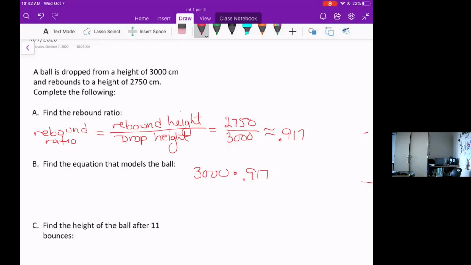What's another name for repeated multiplication? What if I do 2 times 2 times 2 times 2? What would be another way of writing that? An exponent. These are called exponentials because it's an exponent. So if I do this times 0.917 times 0.917 and just keep going, then it tells me what all my bounces are. So my equation looks like this.